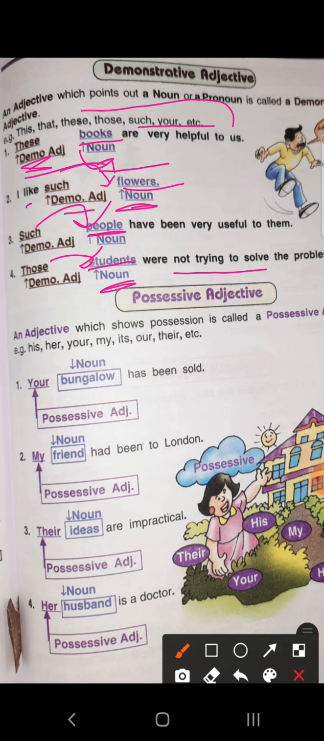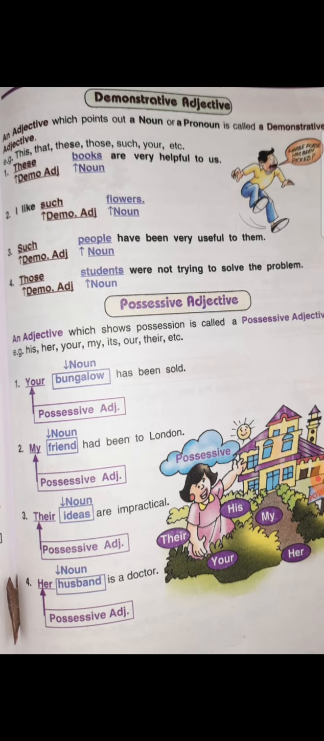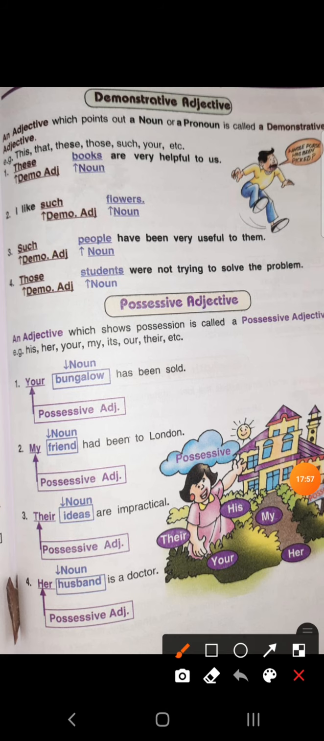Now another kind of adjective is possessive adjective. Possessive adjective means those adjectives which are used to show possession.